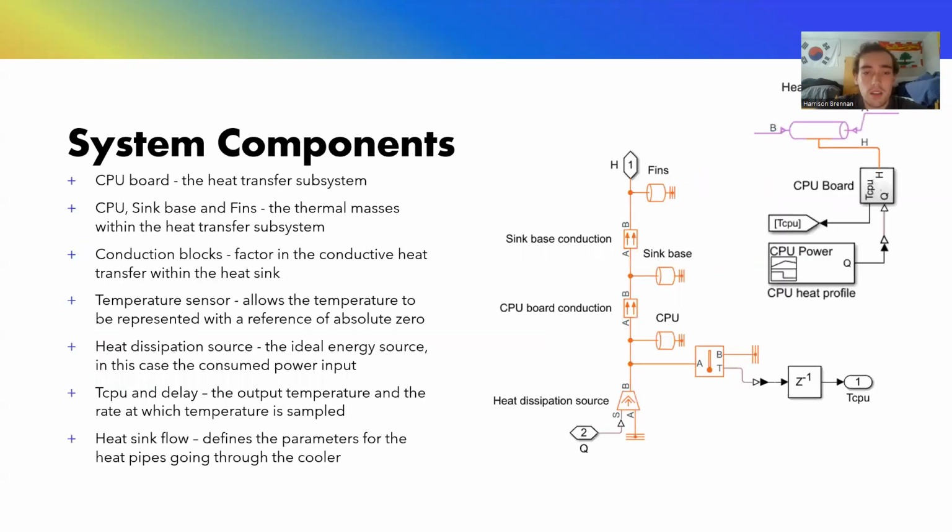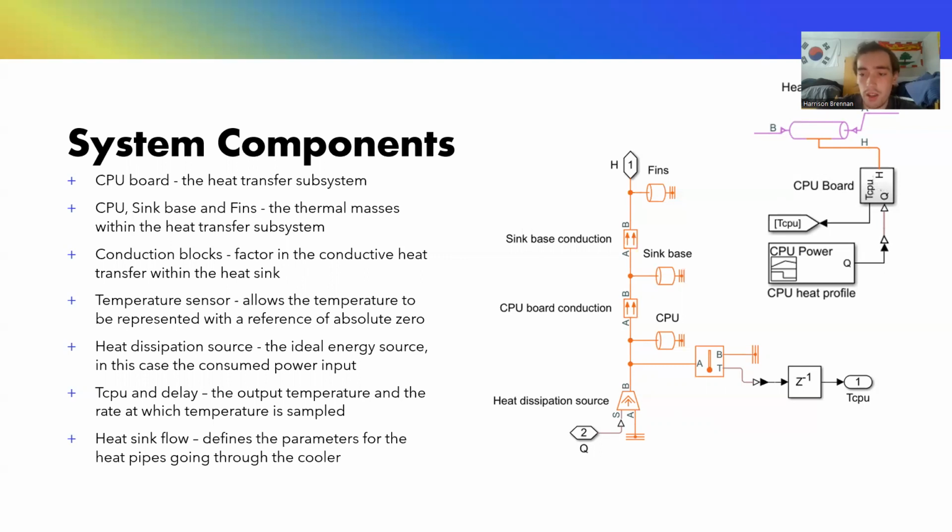This is the heat transfer subsystem. And so as you can see, there's a heat dissipation source, which is basically just an ideal energy source with an input of the heat profile. And then there's also the CPU, sink, base, and fins blocks, which are the thermal masses represented there. And then there's the conduction blocks that represent the conductive heat transfer between each mass, or component of the cooler. And then there's also the temperature sensor down there, which allows the temperature to be read and has a reference of absolute zero.